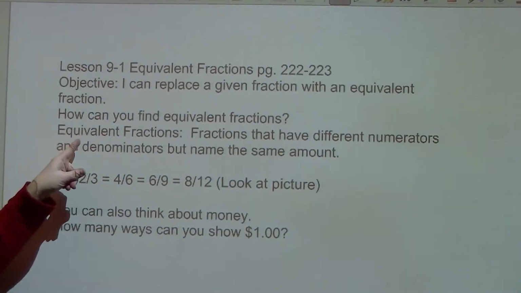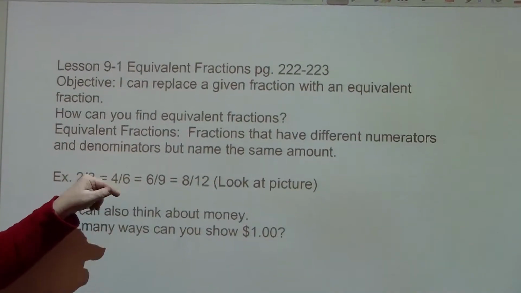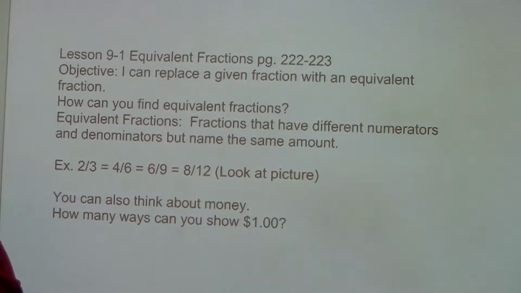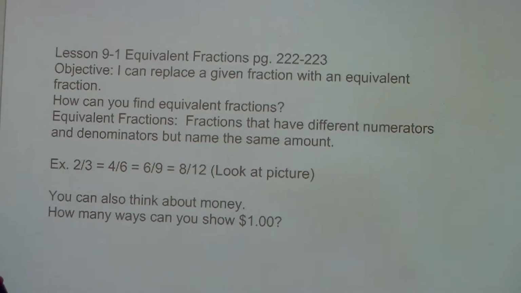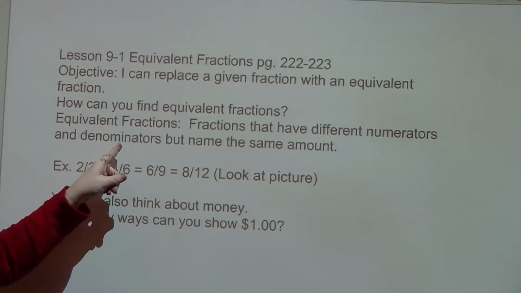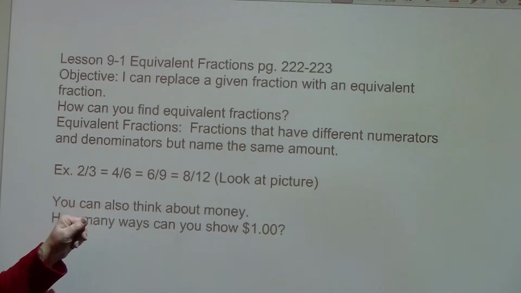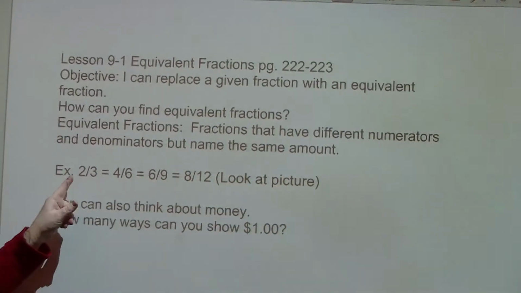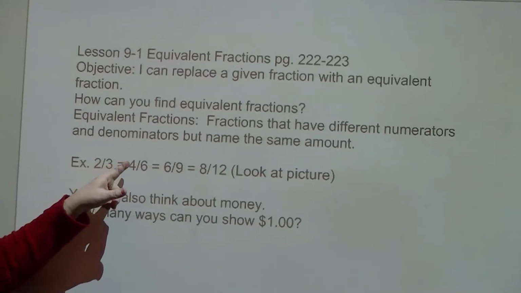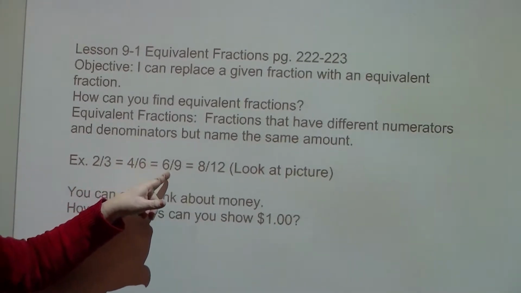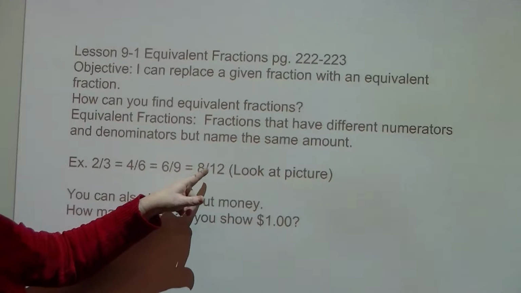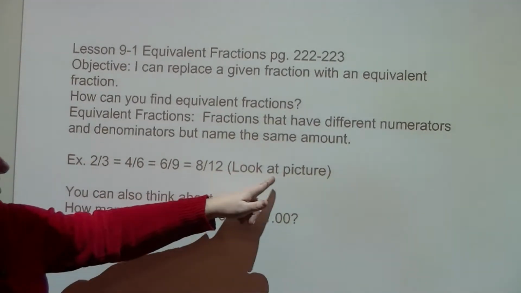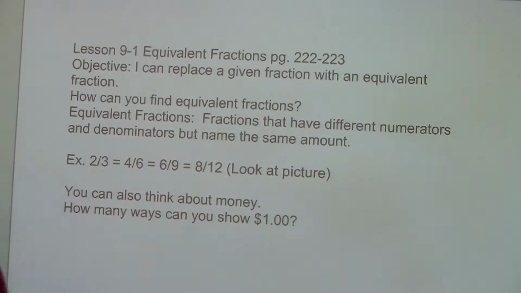Okay, you can also get down the definition of equivalent fractions. And that is fractions that have different numerators. Again, numerators being the top number of your fraction, and denominators. Denominators are the bottom number of your fraction, but name the same amount. And here I put the example, 2/3 equals 4/6, which is equal to 6/9, which is equal to 8/12. All these fractions name the same amount. And I put on here, look at the picture. And that's where we can start now in our textbook.